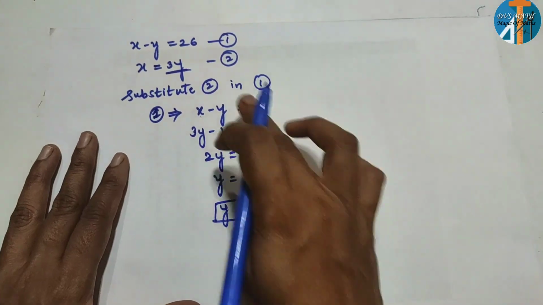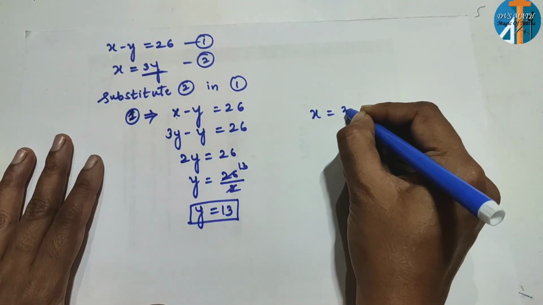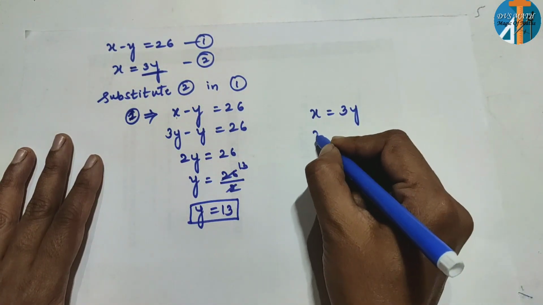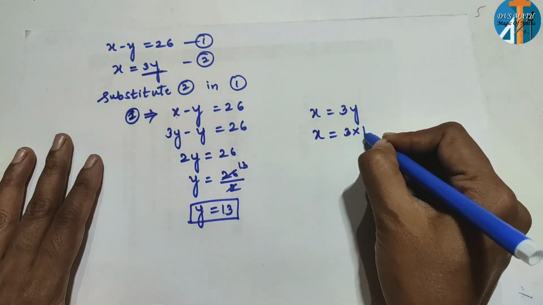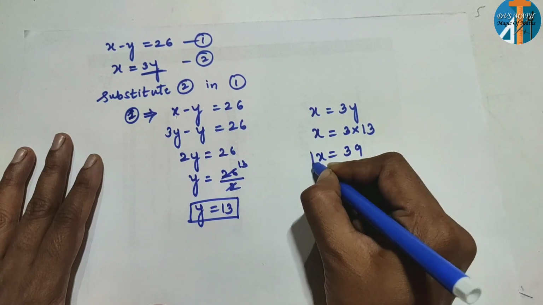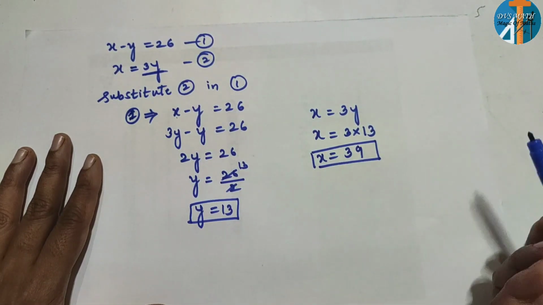You got 13 now. Now we have to find the x value, right? So x is equal to 3y. Let us check this. Here x is equal to 3 into y. 3 times means into, it is 13. So what is 13 threes? 39. So what is the x value? 39. Now we can check this.